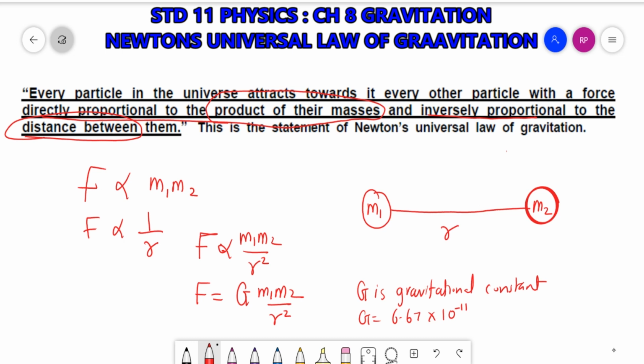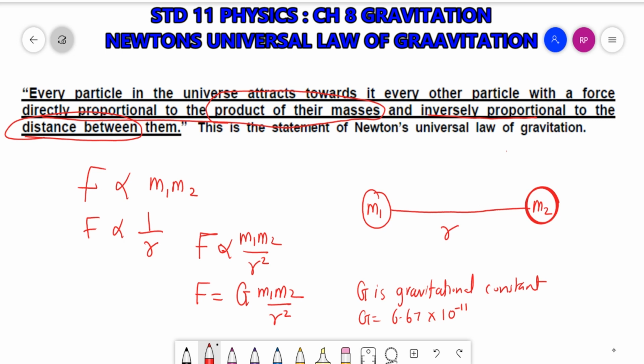So now we have converted the statement of Newton's universal law into mathematical form. The gravitational force acting between any two objects or particles with masses m1 and m2 is G m1 m2 by r square. Remember that in this universe every particle attracts every other particle with this force.